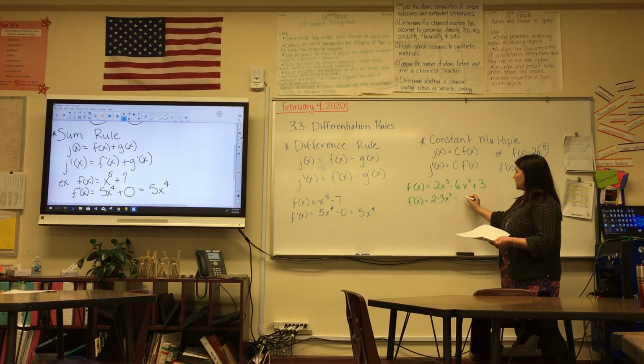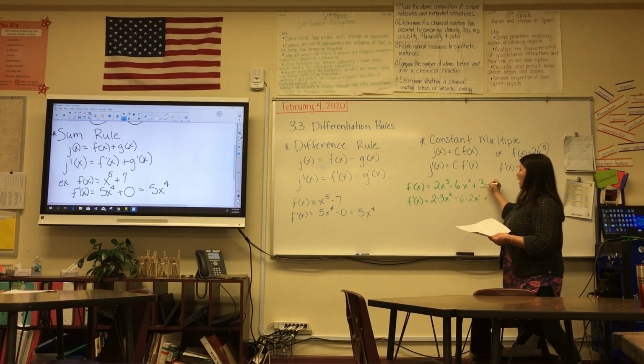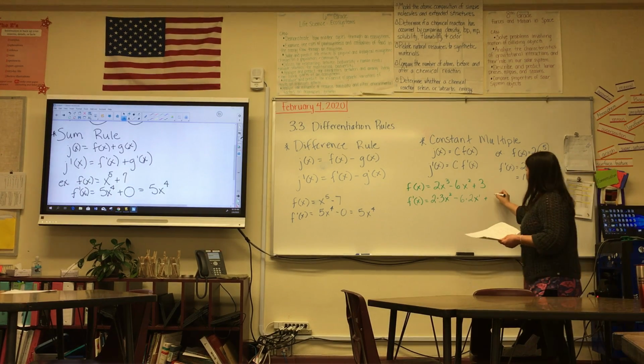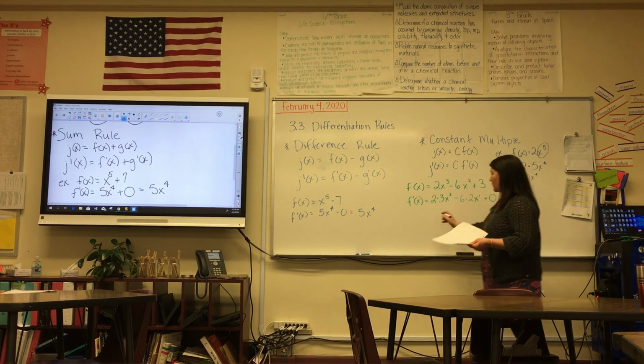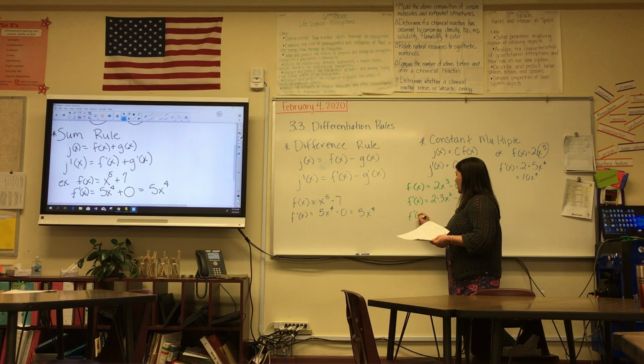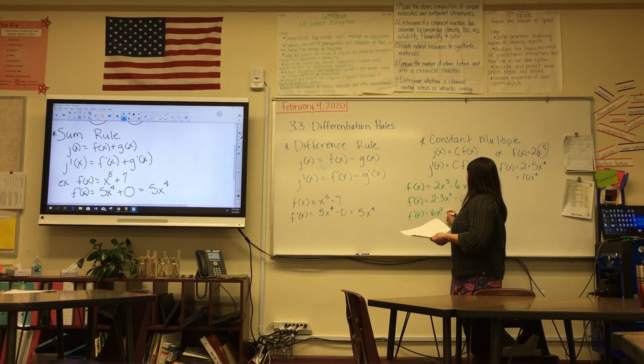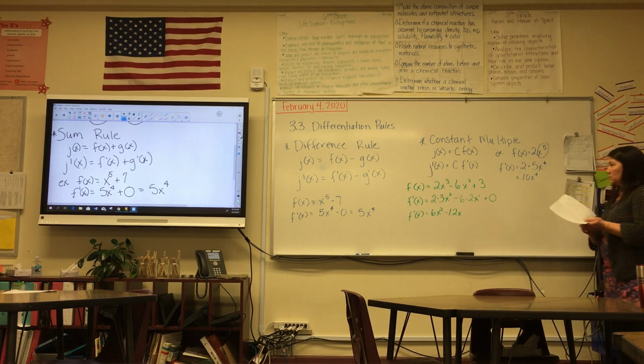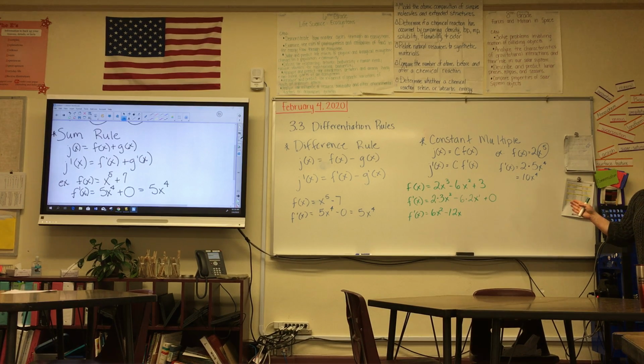Now I'm going to subtract. I've got a constant, so 6. Take the exponent and bring it out front, so 2x to the 2 minus 1, which is x to the first. And the derivative of a constant is 0. So now I can simplify. So f prime of x is 6x squared minus 12x. So we just use them together.